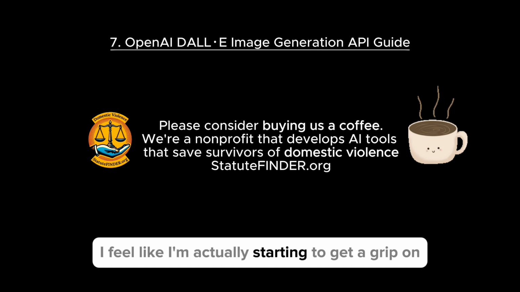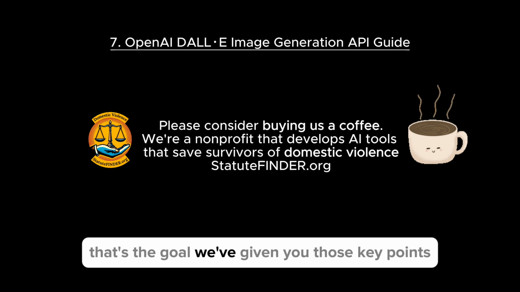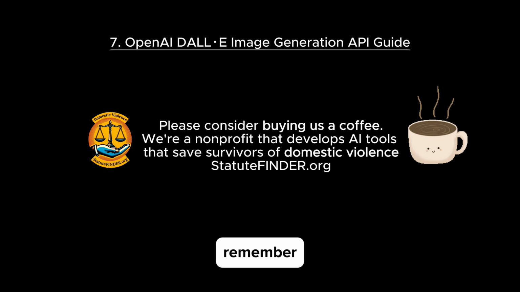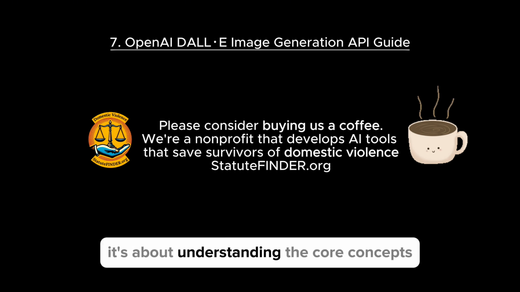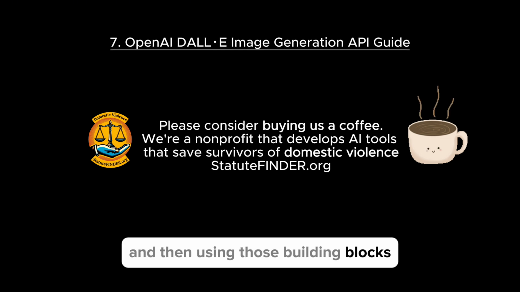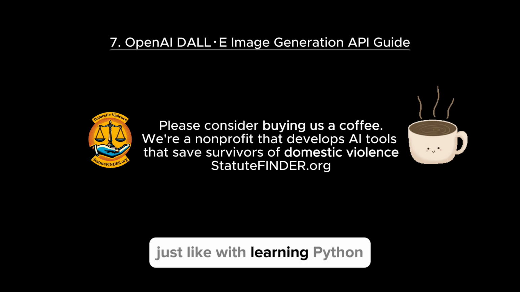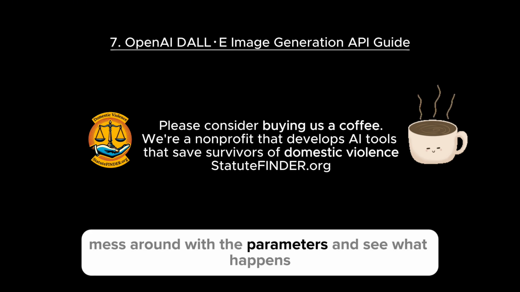Wow, this is all super helpful. I feel like I'm actually starting to get a grip on how to tackle this OpenAI documentation and write some real code. That's the goal. We've given you those key points, those signposts to help you along the way. Remember, the point isn't to memorize the entire documentation. It's about understanding the core concepts, the building blocks. And then using those building blocks to actually create something. That's the fun part. Just like with learning Python, practice makes perfect. Try things out, experiment, play with those prompts, mess around with the parameters, and see what happens.